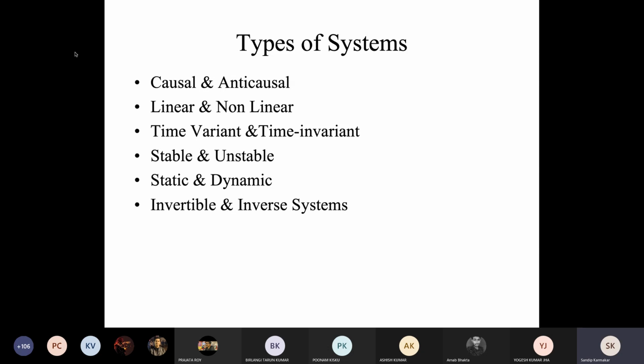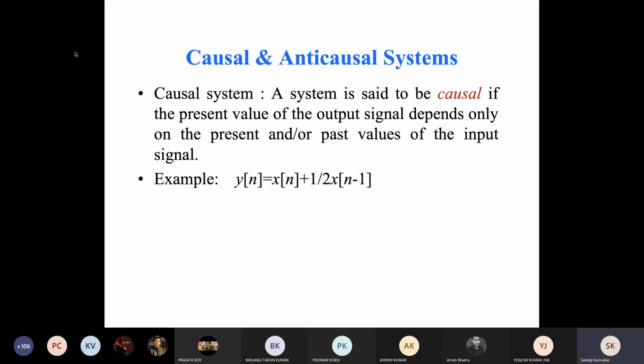There are different types of systems like causal system, anti-causal system, linear system, nonlinear system, time variant system, time invariant system, stable, unstable, static, dynamic, invertible, and inverse systems. Causal and anti-causal system. A system is said to be causal if the present value of the output signal depends only on the present and or past values of the input signal. Example, y[n] equal to x[n] plus 1/2 x[n-1].